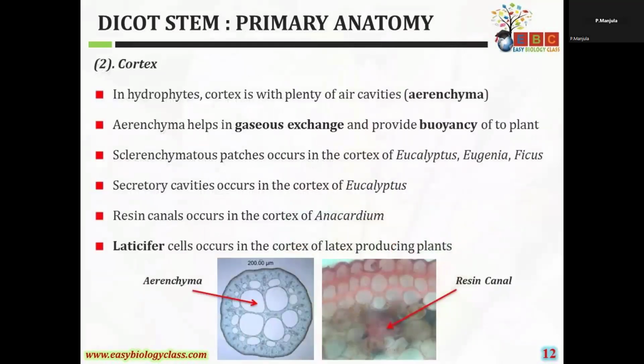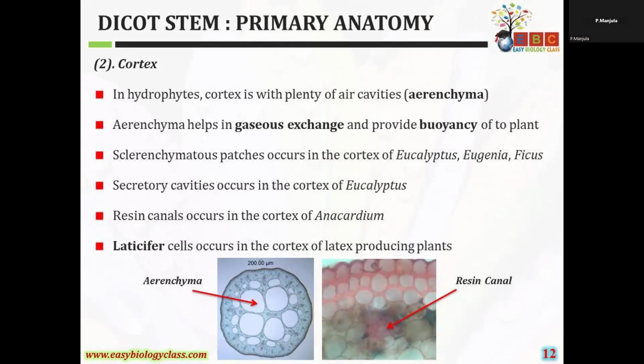Next, in hydrophytes, the cortex has plenty of air cavities, which is called aerenchyma. The presence of aerenchyma is a characteristic feature of hydrophytes. Aerenchyma mainly helps in gaseous exchange and provides buoyancy to the plants.